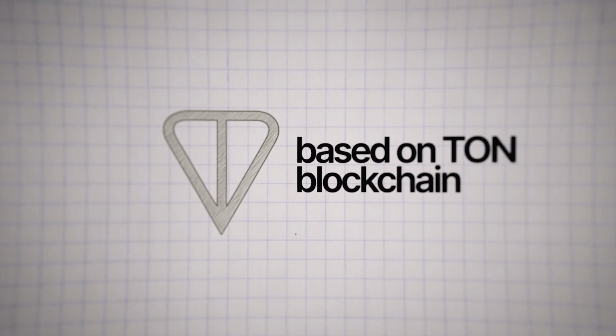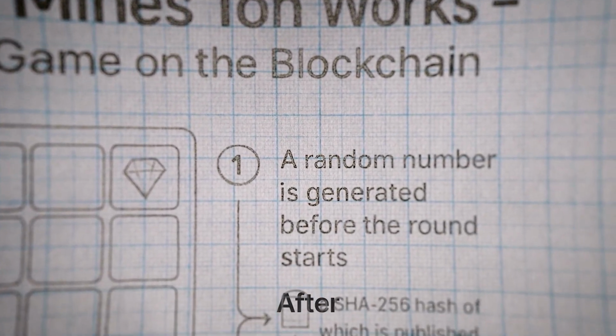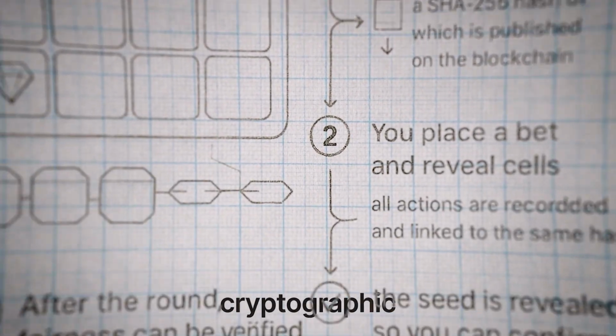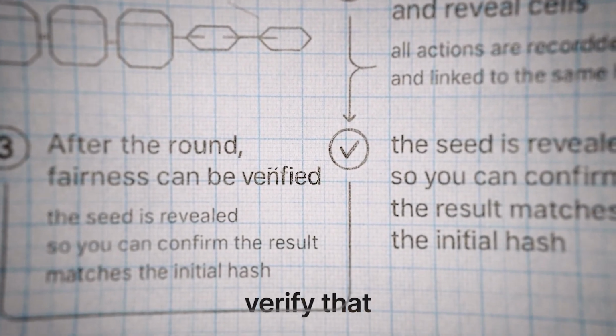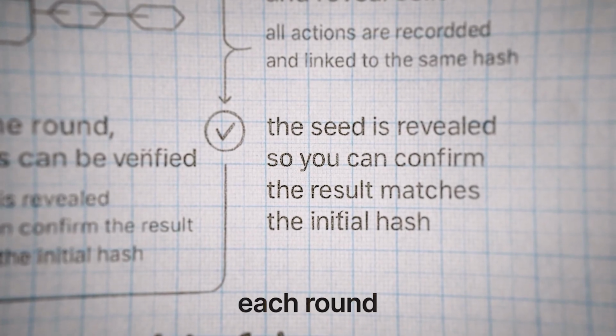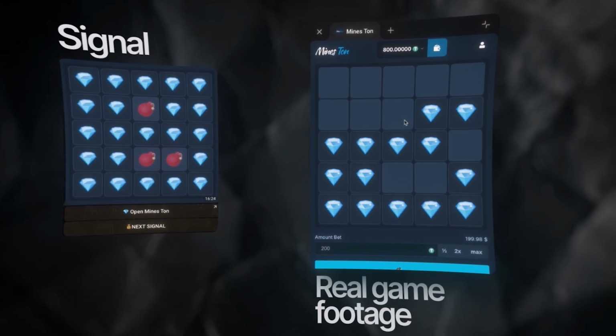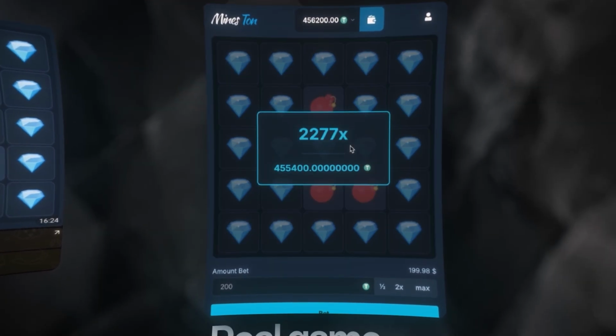This game runs on the Tron blockchain, and every single round is provably fair, meaning the result is generated before you play and locked on chain. After the round, the system reveals the cryptographic data, so you can verify that nothing was changed. I found a public tool that checks each round using the blockchain seed data. So I'm going to use it and show you the results in real time, and you'll see the proof live right here.